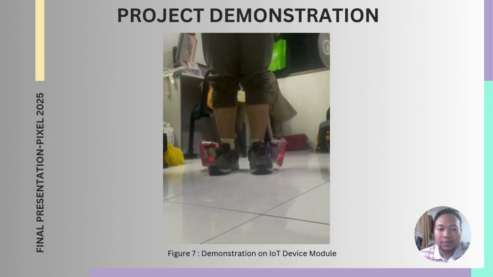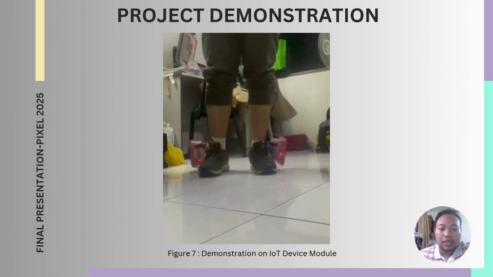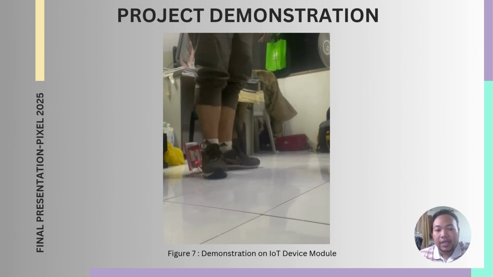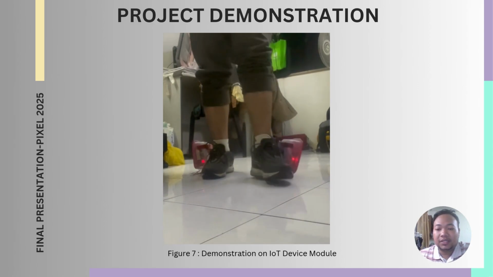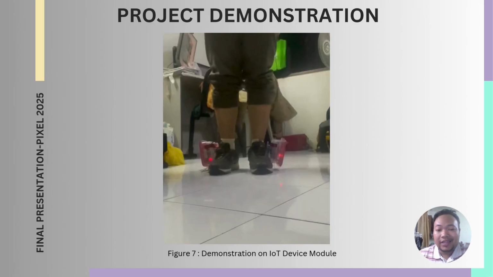Okay, now let's begin with the project demonstration. For the first one, this is a demonstration of the IoT device module. As you can see here right now, I am already wearing the shoes, and both devices, ESP32A and ESP32B, are already turned on and successfully connected to the Wi-Fi.